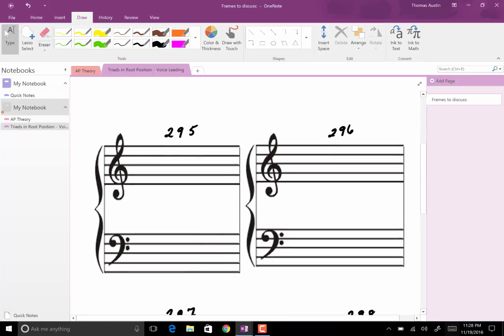Okay, let's move on to frame 295. So for frame 295, again, it was simply a matter of realizing the triad. Some of us put incorrect letters. So let's review frame 295, number 1. This is number 1. Where I have the soprano singing a B, the alto singing a G, the tenors are up on an E, and the bass is singing an E down the octave.